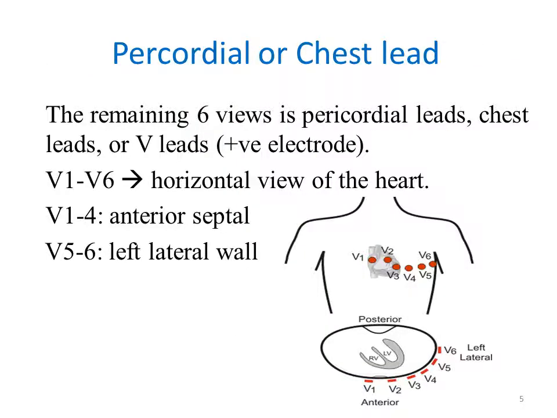The remaining 6 views are the precordial or chest leads, or V leads, which also are positive electrodes. V1 to V6 provide a horizontal view of the heart. V1 to V4, meaning V1, V2, V3, V4, provide the anterior septal view of the heart. V5 and V6 provide us with the left lateral wall of the heart.